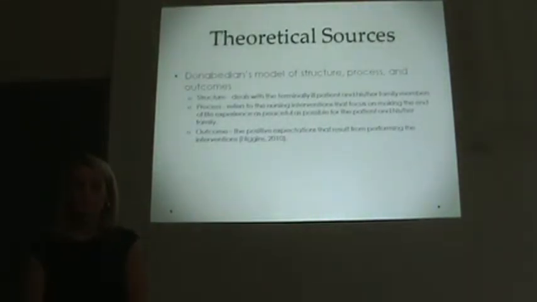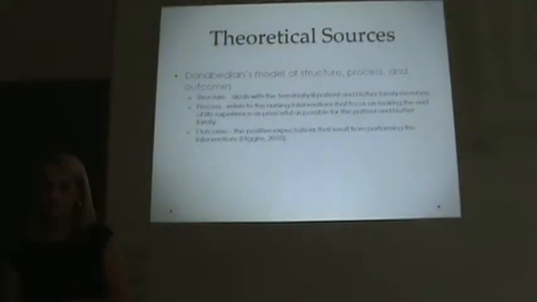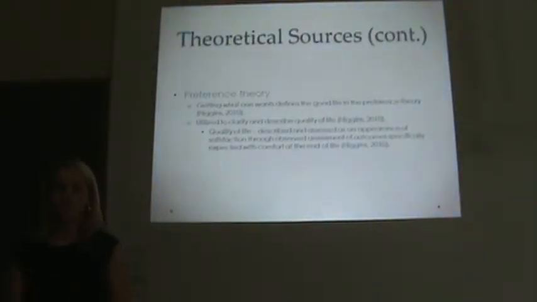As far as theoretical sources, several sources were used in the formation of their model. Donabedian's model of structure, process, and outcomes was used. The structure in the peaceful end of life theory deals with the terminally ill patient and his or her family members. The process refers to the nursing interventions that focus on making the end of life experience as peaceful as possible for the patient and the family members. The outcome is the positive expectation that you expect to see as the result of the interventions that are performed by the nurse.